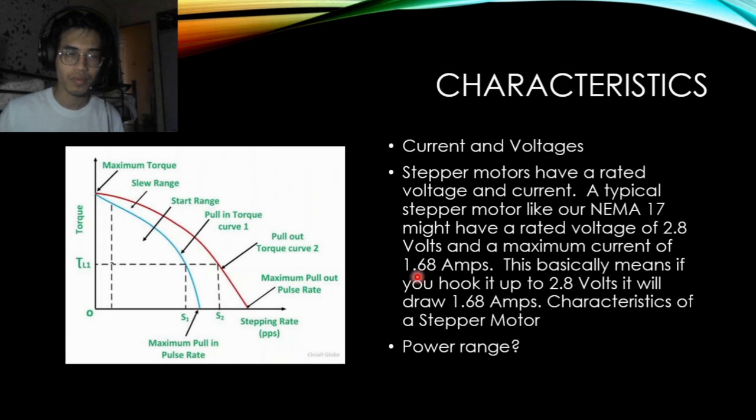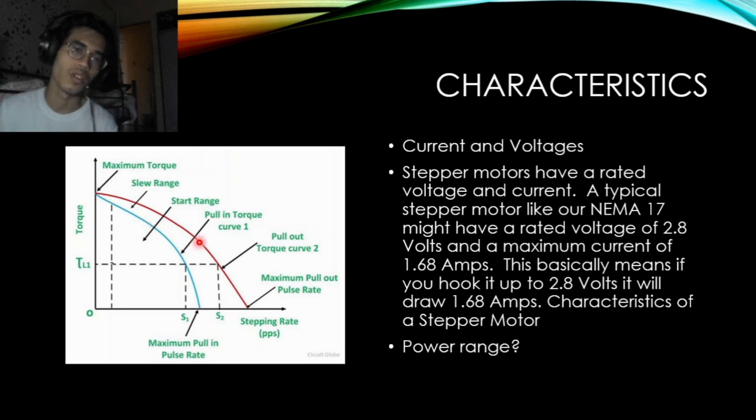Okay, next, characteristic. From the graph here we can see there are two lines, red and blue. The blue graph is the pull-in torque. It shows the maximum torque stepping rate for the value of the load torque at which the motor can start, synchronize, stop, or reverse.